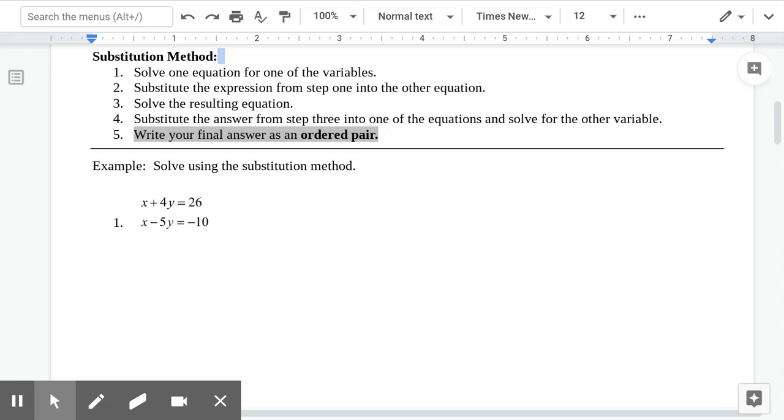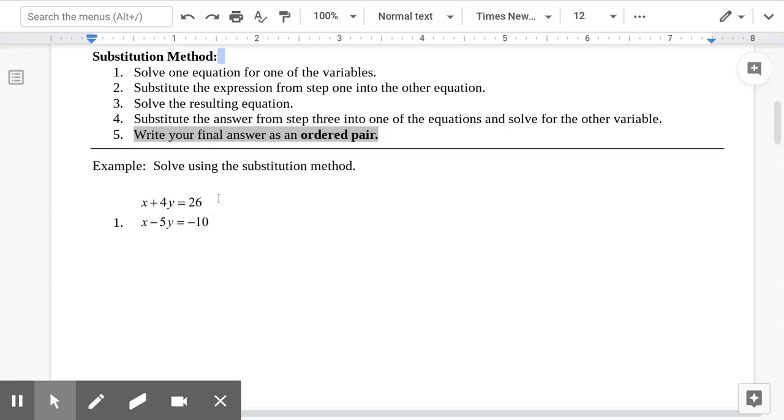So you're going to see in example one, that's not the case. We'll have to decide for ourselves which variable we want to get by itself. And if you can recall from systems in the past, actually this system is not the best for substitution. We have a different method we'll see next time called elimination, but the goal today is to practice substitution. So we're going to go ahead and try that.